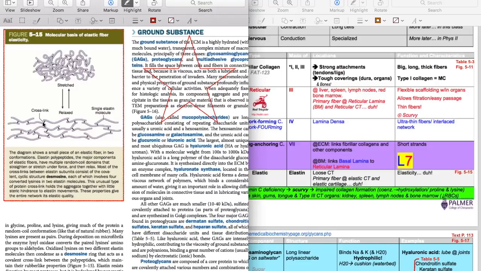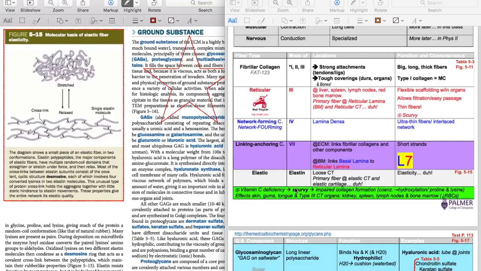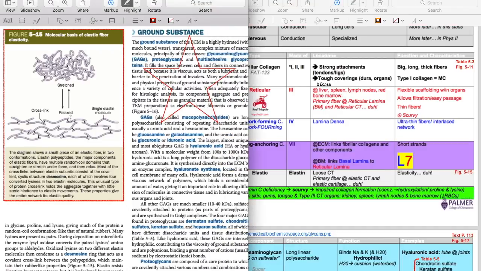These cross links are kind of what we're talking about when we have this vitamin C deficiency. You don't get these proper cross linkings when you're missing vitamin C. Okay, so that's kind of what scurvy ties into. You don't get this proper formation with these strong cross links.